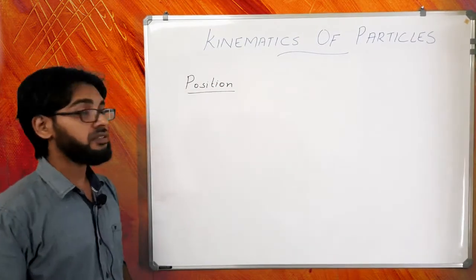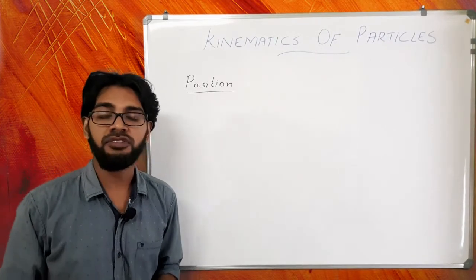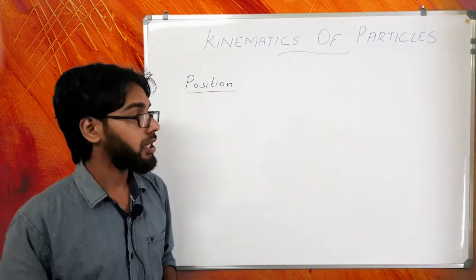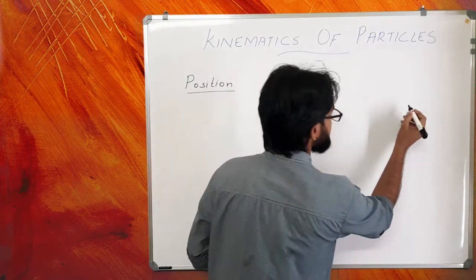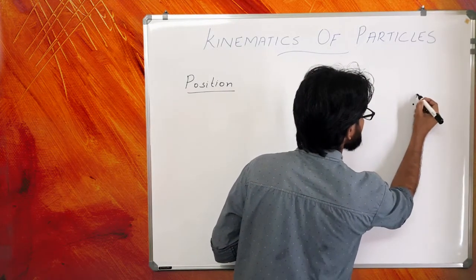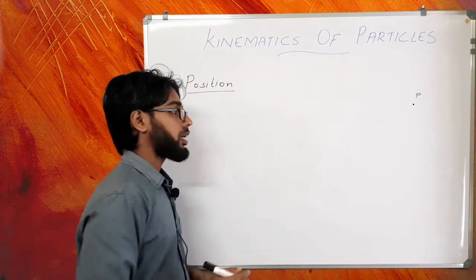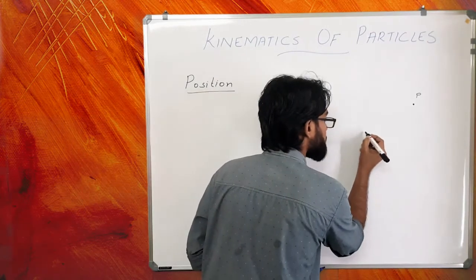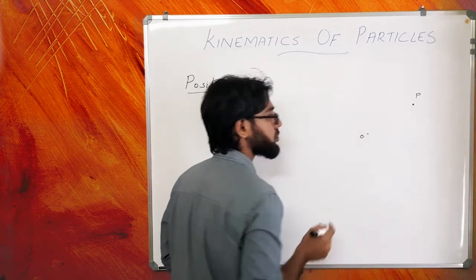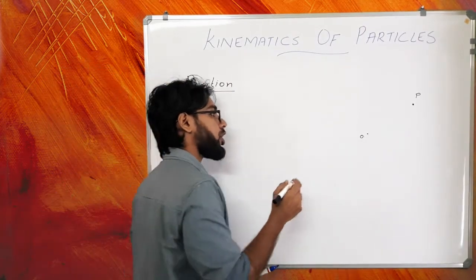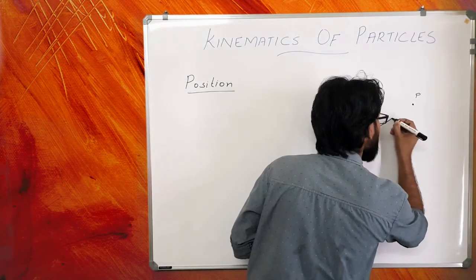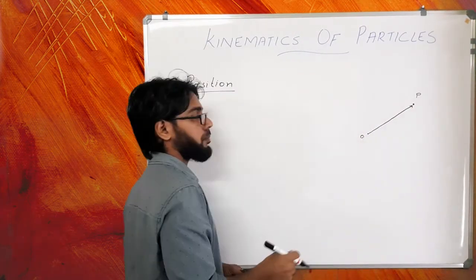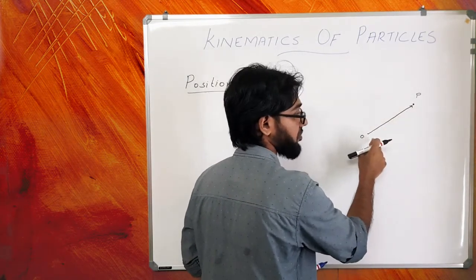Now, since I am concerned with the motion of particles, I need to establish the position of the particle in a frame of reference. Suppose I have a particle P in relation to a reference point, say O. Now, here I draw a vector from point O to point P. The particle is at point P, O is the reference point.